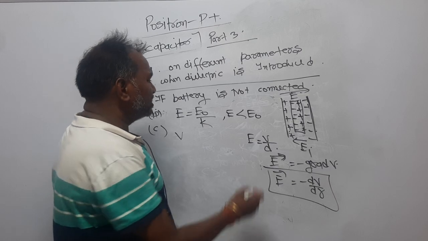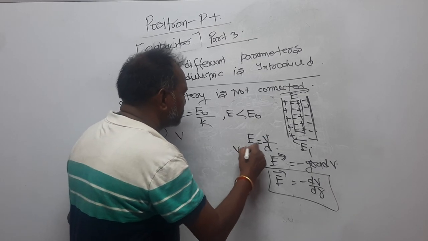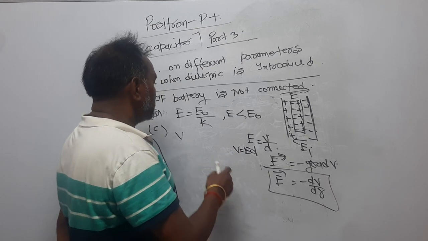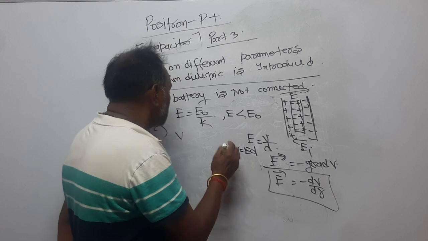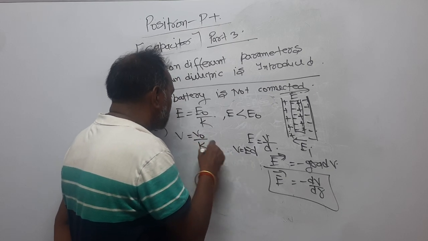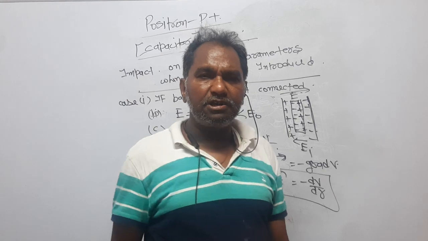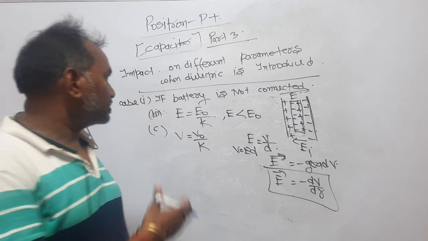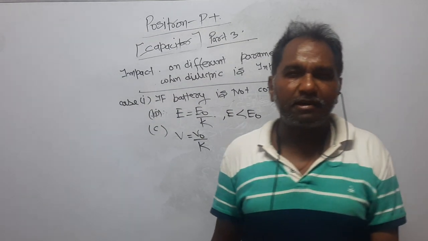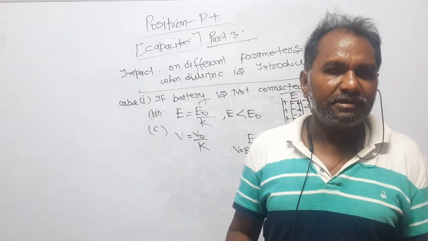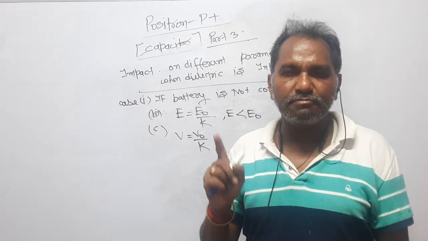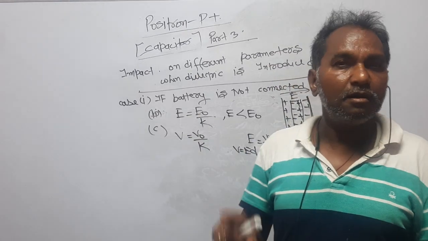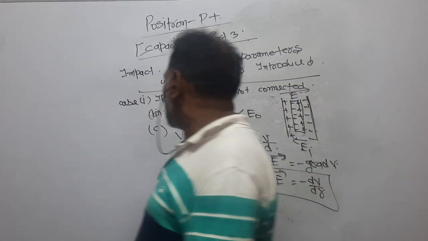Now dear student, E is equal to V upon d, V is equal to E into d. So look here, if V is equal to E into d, and if E is equal to E naught upon K, then V is also V naught upon K, right? So the electric field and potential are reduced by 1 by K. Dear student, if the battery is not connected and dielectric is introduced, then capacitance becomes K times, electric field becomes 1 by K, potential becomes 1 by K.